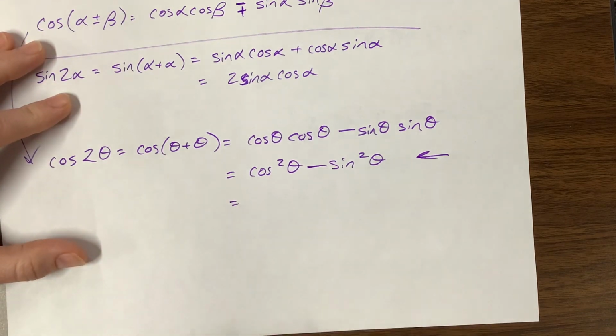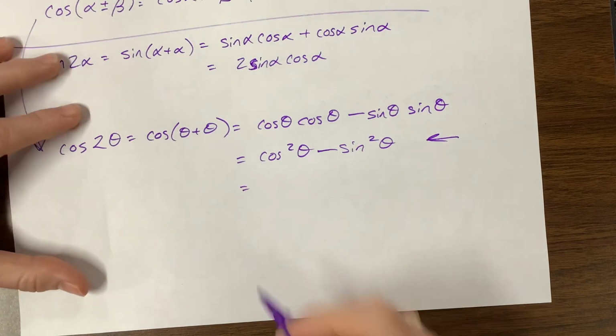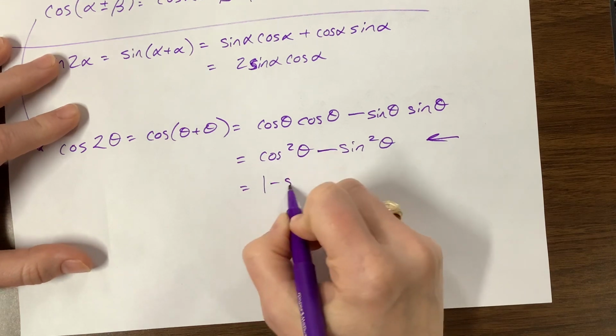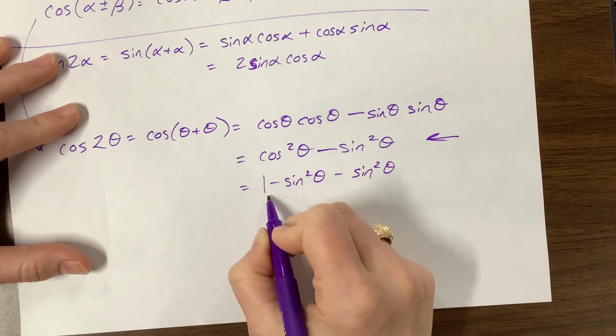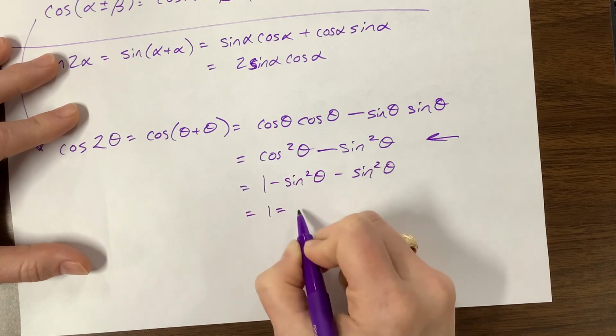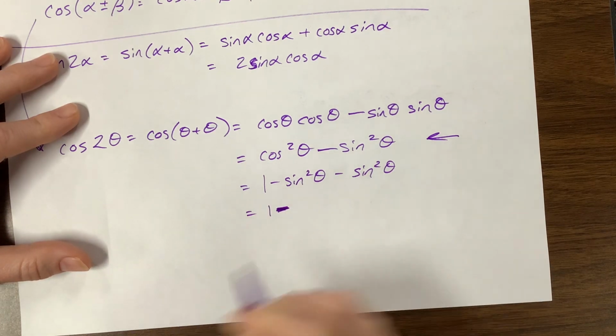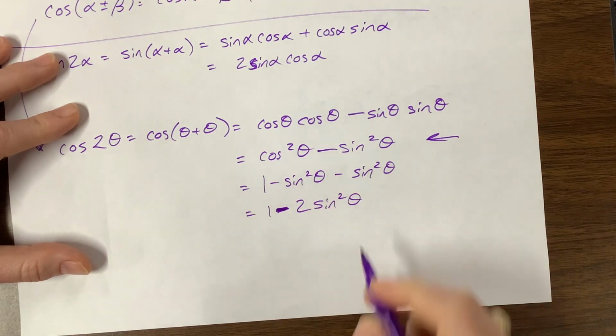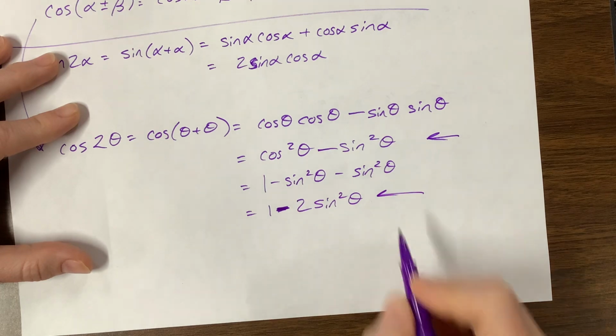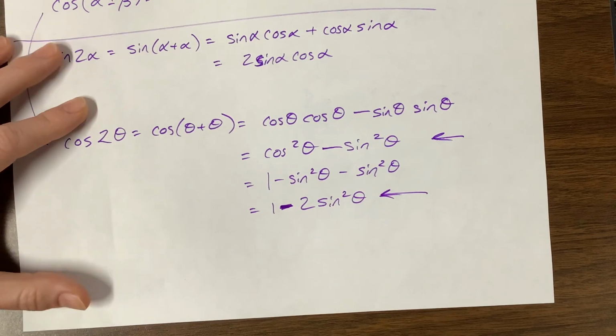If you remember, in my school we call it the Big Daddy: cosine squared theta is 1 minus sine squared theta. That means I can get cosine 2 theta equals 1 minus sine squared theta minus sine squared theta, which is 1 minus 2 sine squared theta. And so this is another version of that double angle identity.